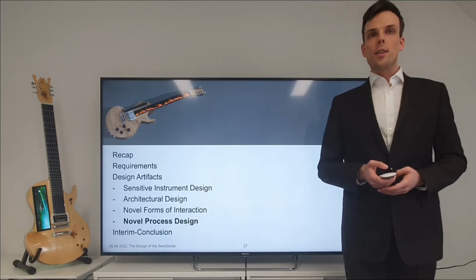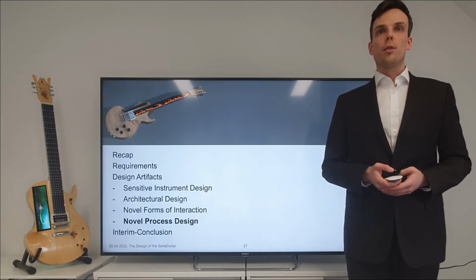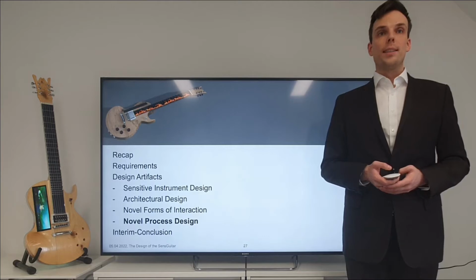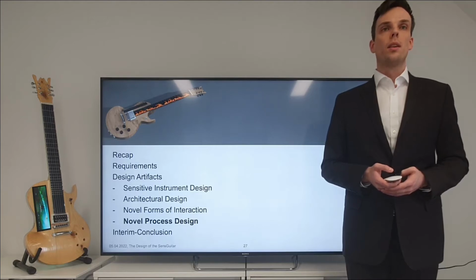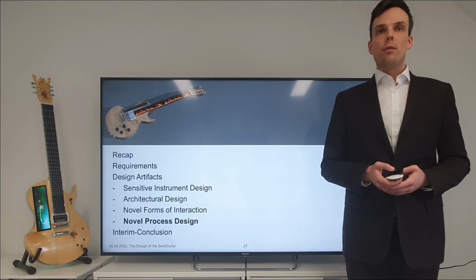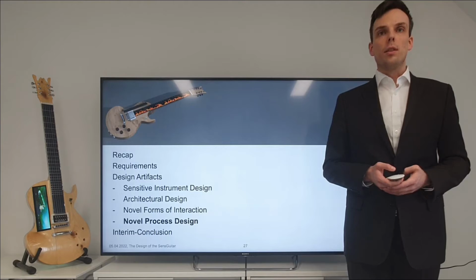In the last session, we have clarified the traditional process of guitar usage. Let's now come to a modification of a process that considers the capabilities of sense instruments. This novel process design refers to an individual research artifact.